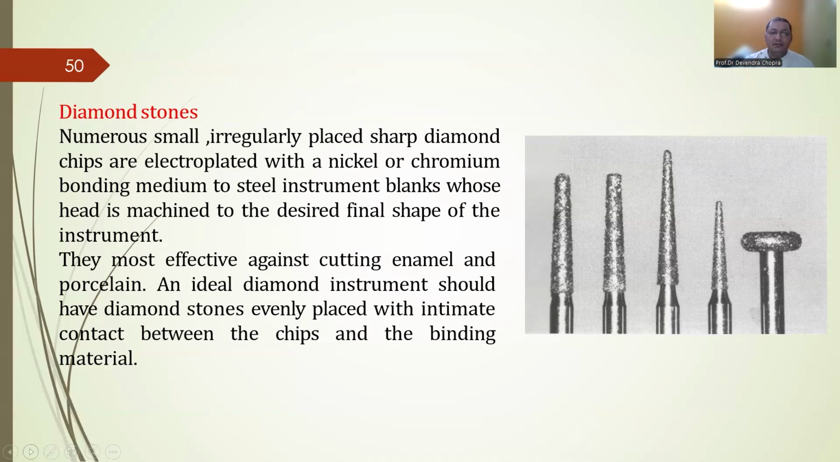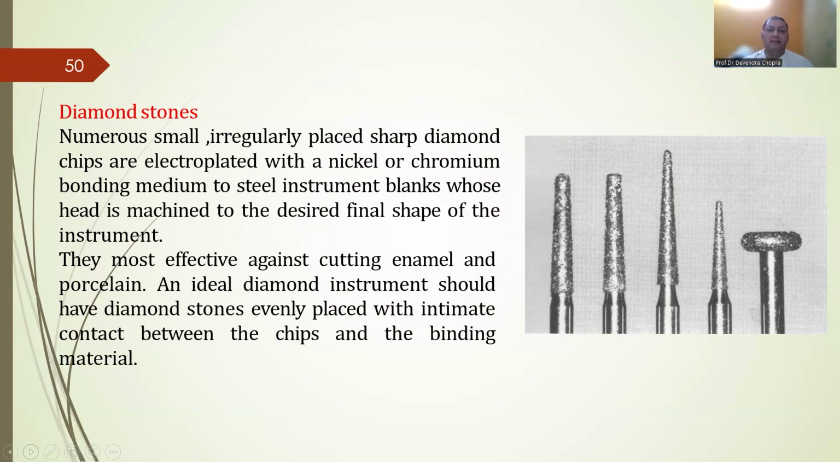Diamond stones, as you can check out in the diagrams: there are round end tapers, flat end tapers, chamfer burrs, shoulder burrs, and a wheel burr, as depicted in the diagram. Numerous small irregularly placed sharp diamond chips are electroplated with a nickel or chromium bonding medium to steel instrument blanks, whose head is machined to the desired final shape of the instrument. This is basically how these diamonds are manufactured.